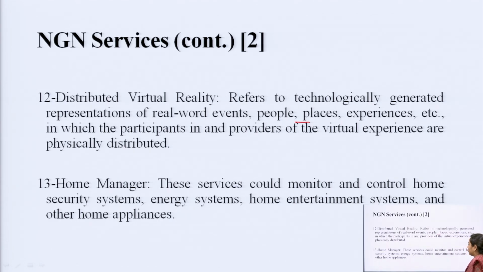Next one is home manager. These services could monitor and control home security systems, energy systems, home entertainment systems and other appliances. This is a very old type of technology, but different advancements can be made in the home manager. Home manager is actually a kind of application. You can install it on your phone, and whenever you are not at home, you can access your lights and different appliances in your kitchen; even at your office you can switch off the light and operate the main door. So, these are some of the services that come under the home manager.